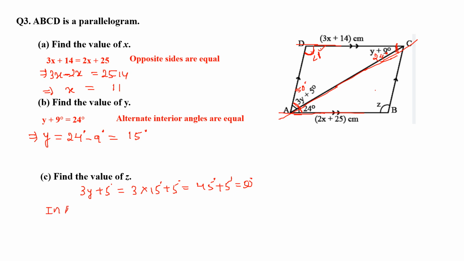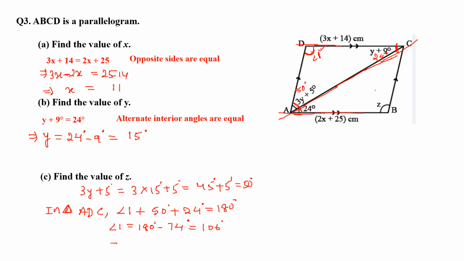So I can take in triangle ADC. Okay, in triangle ADC, if I use angle sum property, I can write angle 1 plus 50 degree plus 24 degree is equal to 180 degree. And angle 1 equal to 180 degree minus 50 plus 24, which is 74. I am going to transpose it, so I am getting 106 degree.